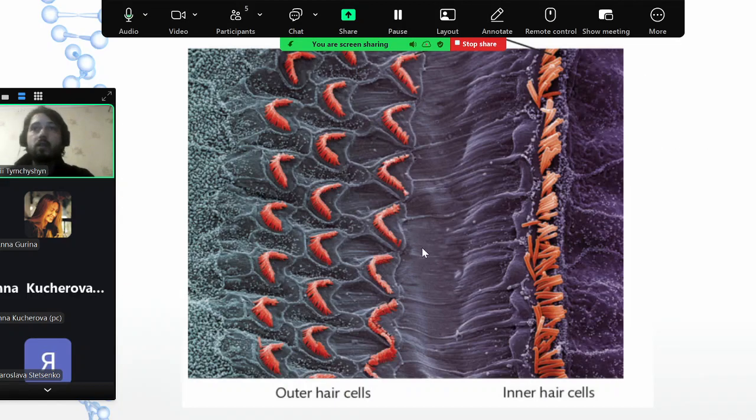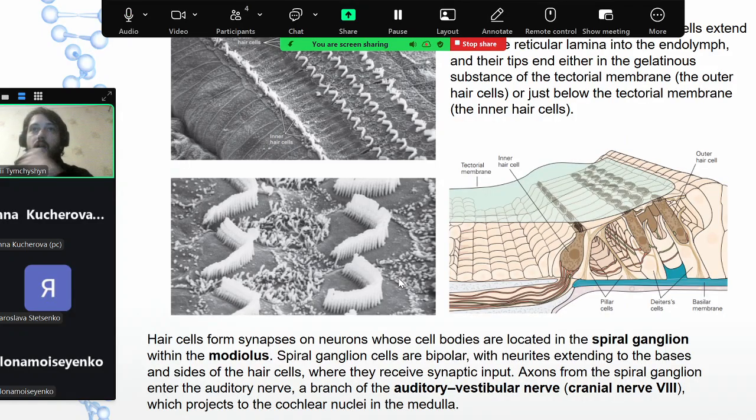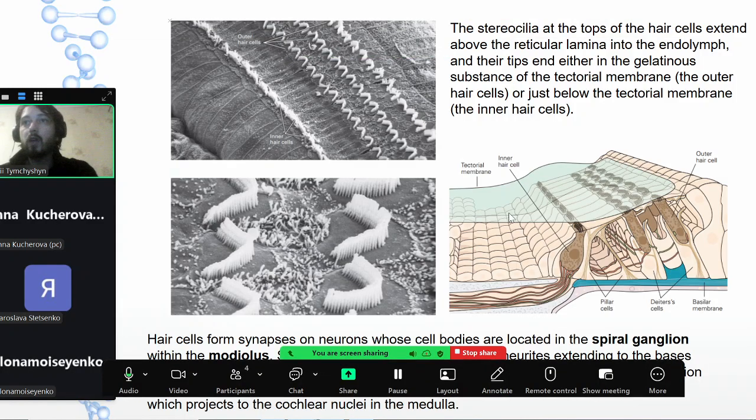Here you see the micrograph, so whatever is happening here. These are outer hair cells and inner hair cells, so you can see them, inner and outer. The outer ones have this interesting shape. Good. Here are some more micrographs. Once again, the organ of Corti.